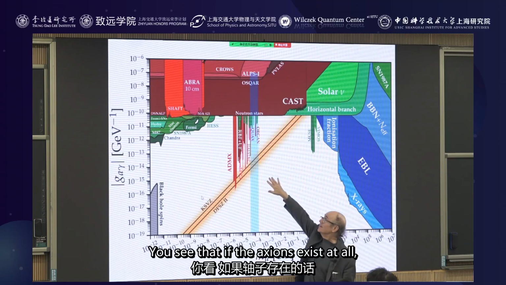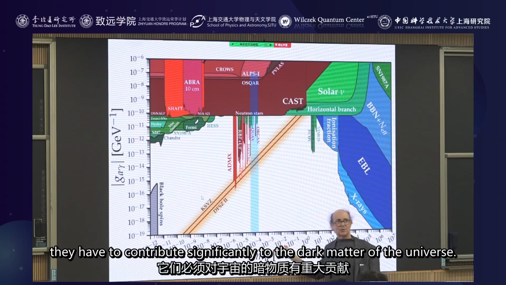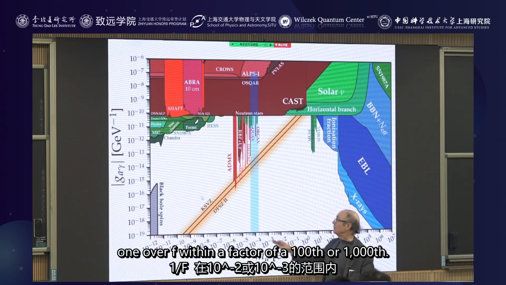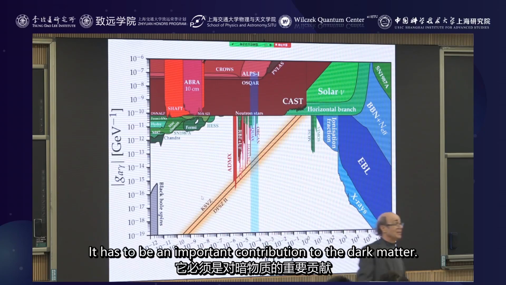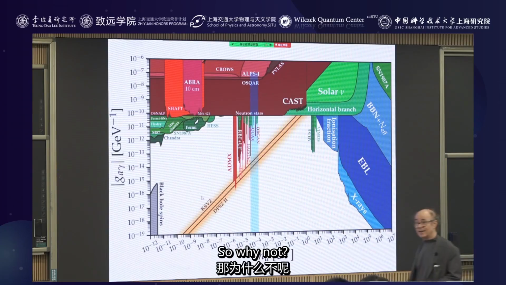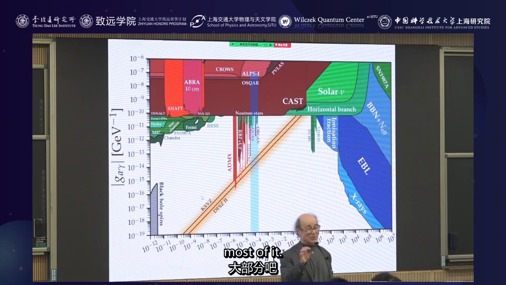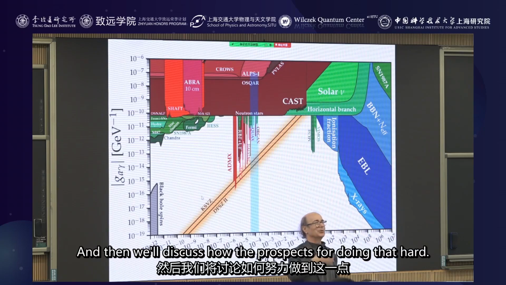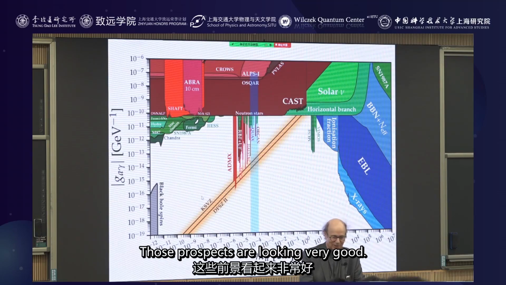And you see that if the axions exist at all, they have to contribute significantly to the dark matter of the universe. It goes like 1 over F. So within a factor of 100 or 1,000, it has to be an important contribution to the dark matter. So why not most of it? And if it's most of it, that's where you have to look. And then we'll discuss what the prospects for doing that are. The prospects are looking very good.